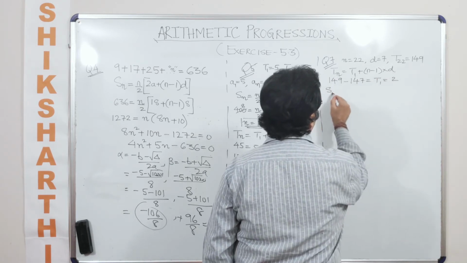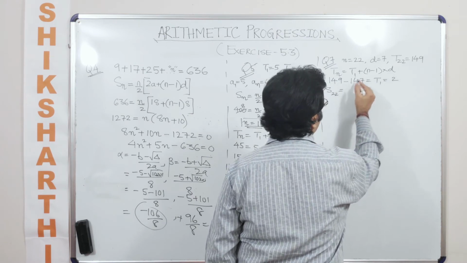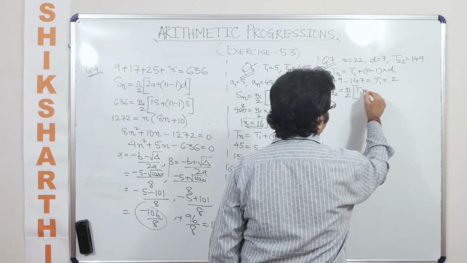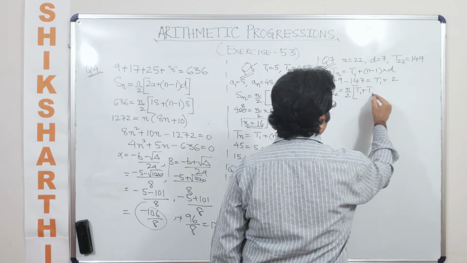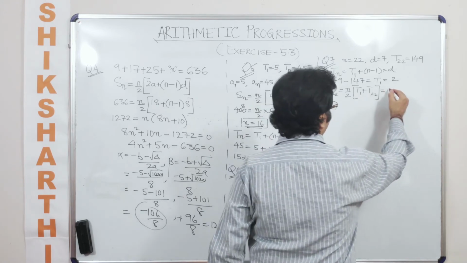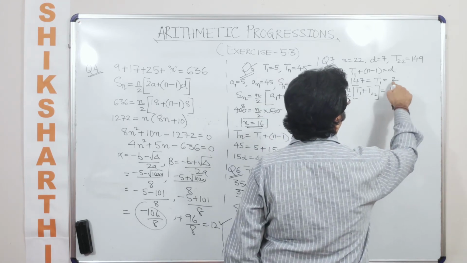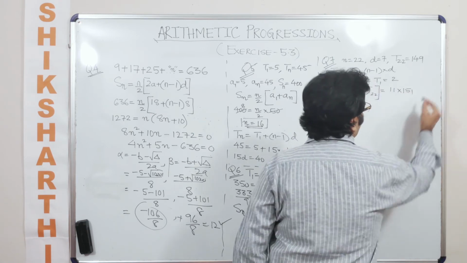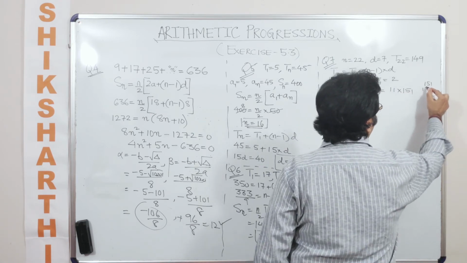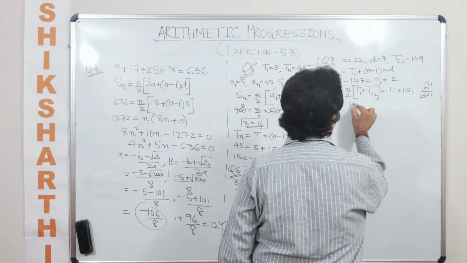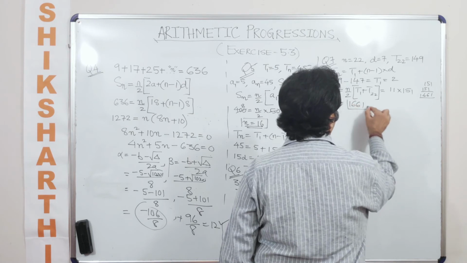Now what is the sum for first 22 terms? Is n by 2 of t1 plus tn, which in this case becomes 22 by 2 of 2 plus 149. So can I say this is nothing but 11 into 151? How much is 11 into 151? This should be the answer.